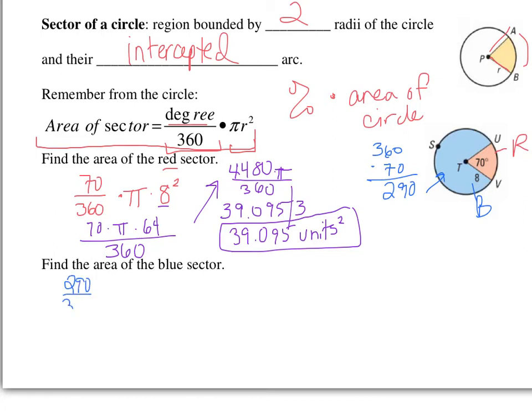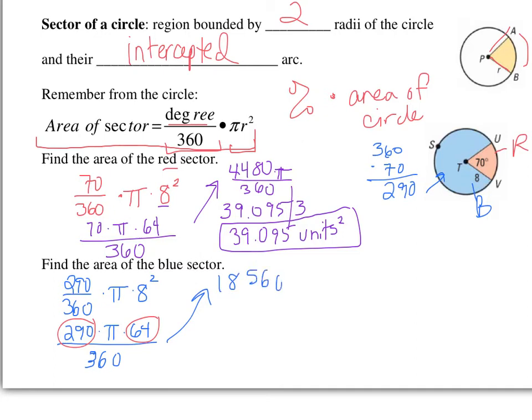So 290 divided by 360 times my area of a circle, so times pi r squared. Again, I'm going to simplify the 8, so I get 64 on top now with my pi, my 290. I'm going to combine the top part together, so my 290 and my 64. I'm going to multiply those together, and I end up with 18560. And I still have to multiply by pi and then divide by 360.